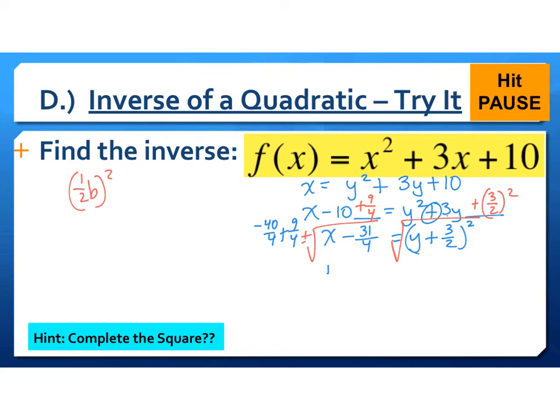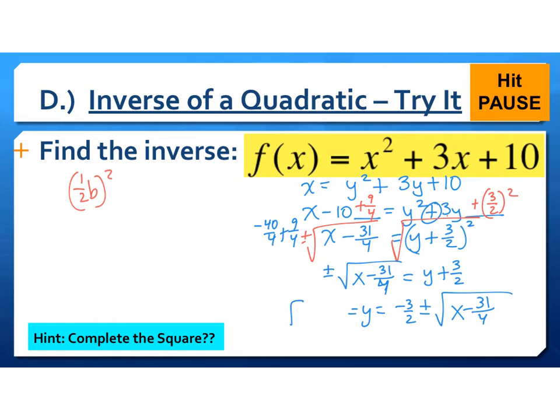So I now have plus or minus the square root of x minus 31/4 equals y plus 3 halves. We are almost there. There's one more step. I want to undo the plus 3 halves. So I have y equals negative 3 halves plus or minus the square root of x minus 31/4. That is the inverse of my original function.